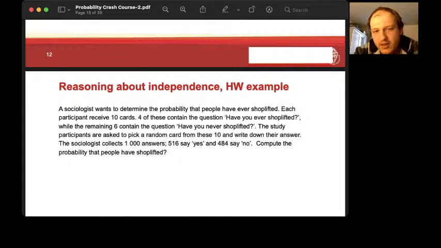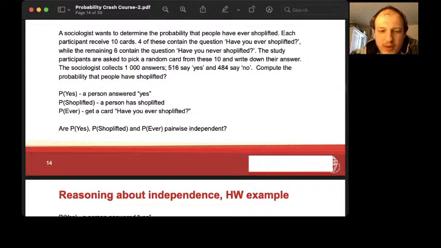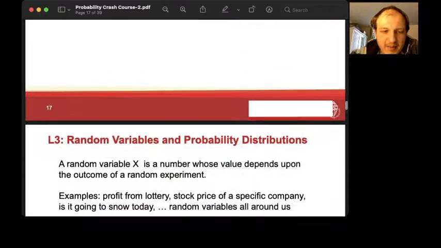And if you get some kind of question like this on the exam, you have to think about it like this: can you say something about one variable if you know the other? Even if you're not certain, if it gives you some information, then they could be dependent.